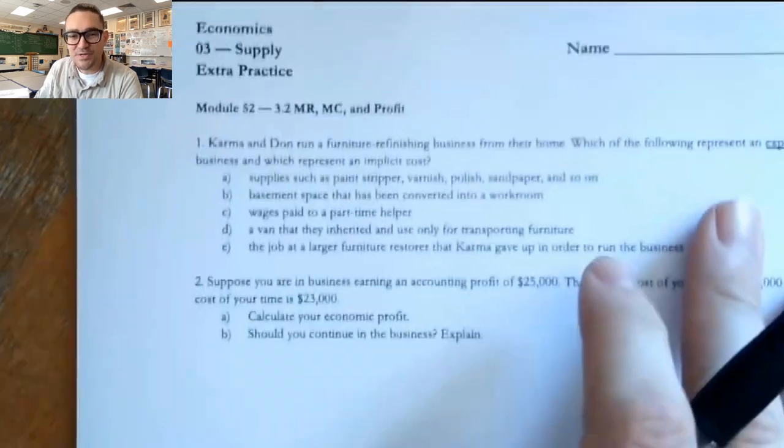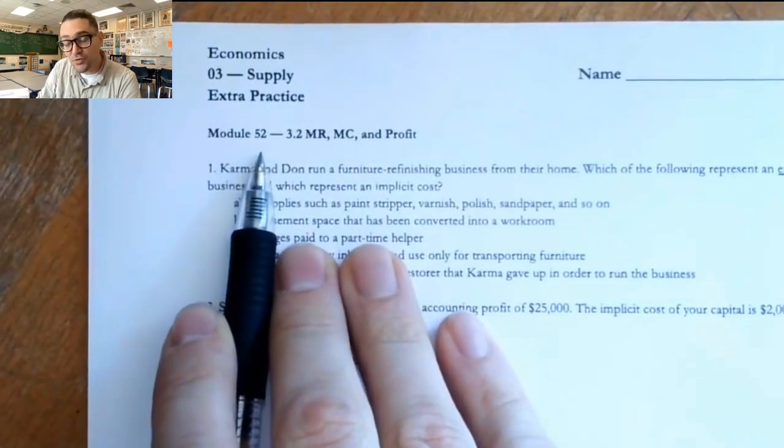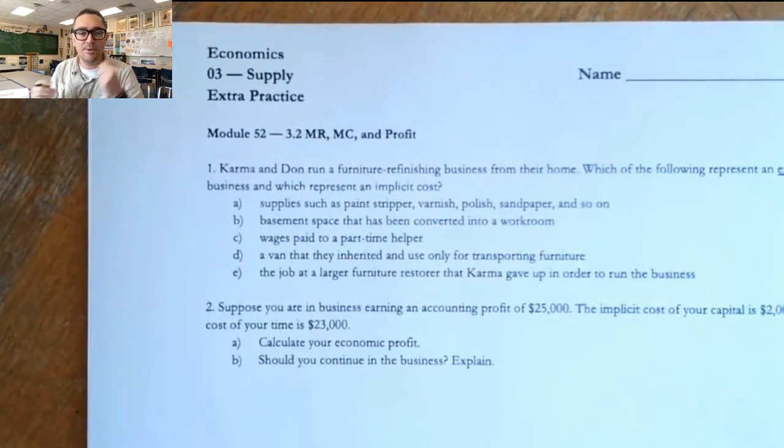Well, hi there. So in this video, we're going to be taking a look at Module 52, which corresponds to our topic 3.2 about marginal revenue, marginal cost, and profit. And there's a couple of concepts in this topic that are actually really helpful for us that weren't fully addressed in the actual lecture videos. So I'm really glad that you've decided to take a look at these problems.